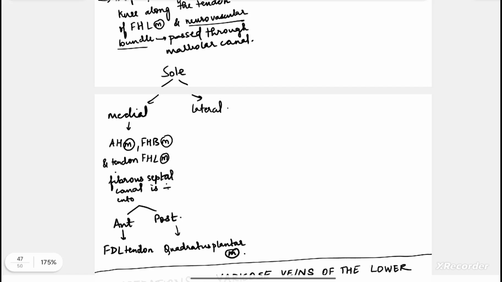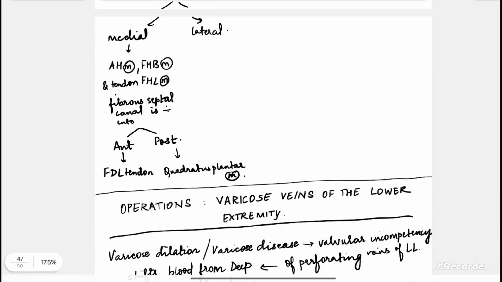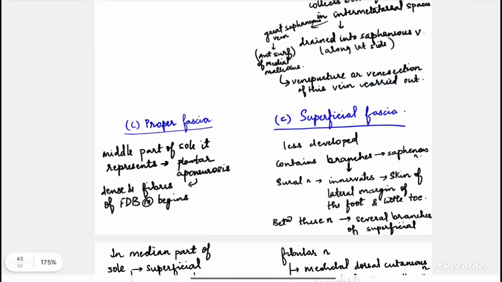Medially, there is the adductor hallucis muscle, flexor hallucis brevis muscle and tendon of flexor hallucis longus muscle. The fibrous septal canal is divided into anterior and posterior parts. Anteriorly there is the flexor digitorum longus tendon and posteriorly the quadratus plantae muscle.